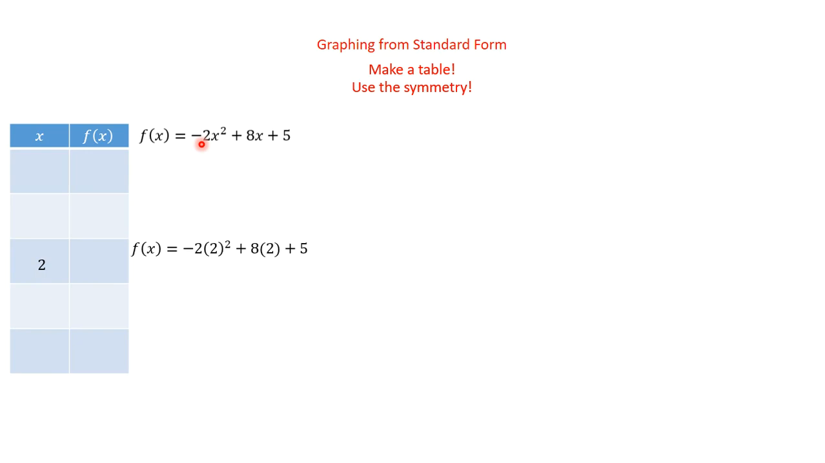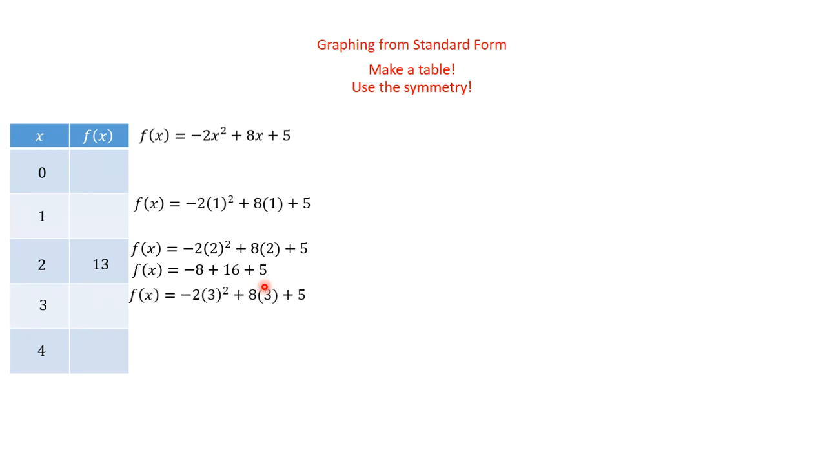So let's plug it in. So 2 squared is 4, 8 times 2 is 16, then 4 times 2 is 8, so -8 plus 16 plus 5 is 13. We can put that in. All right, now go up 1, down 1. So we have 2 as our vertex. Let's go to 1 and 3. And then 0 and 4. And we can plug these numbers in. We can plug in 1 and 3. And when we do, we'll get the same answer.